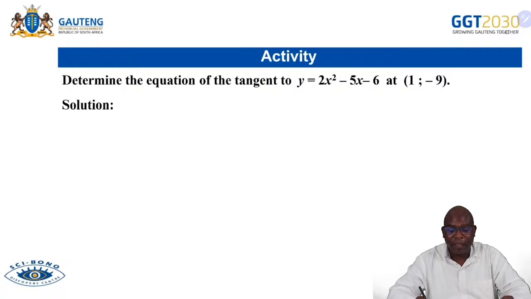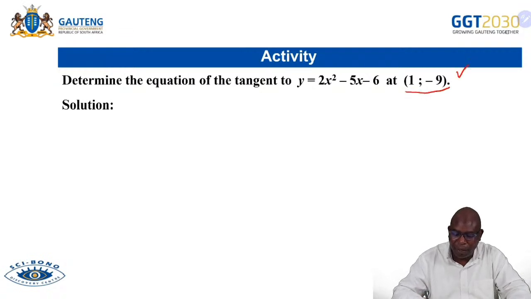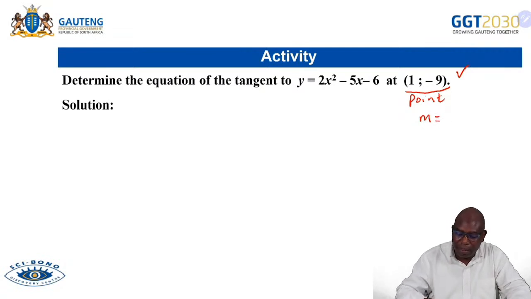Determine the equation of the tangent to that. First things first. Do you have a point? Yes, I don't have a problem. I have a point, so no need to substitute anything. What do I need now again? So the point is there. What do I need, by the way? I need the gradient now. How do I get the gradient? It is equal to the derivative.